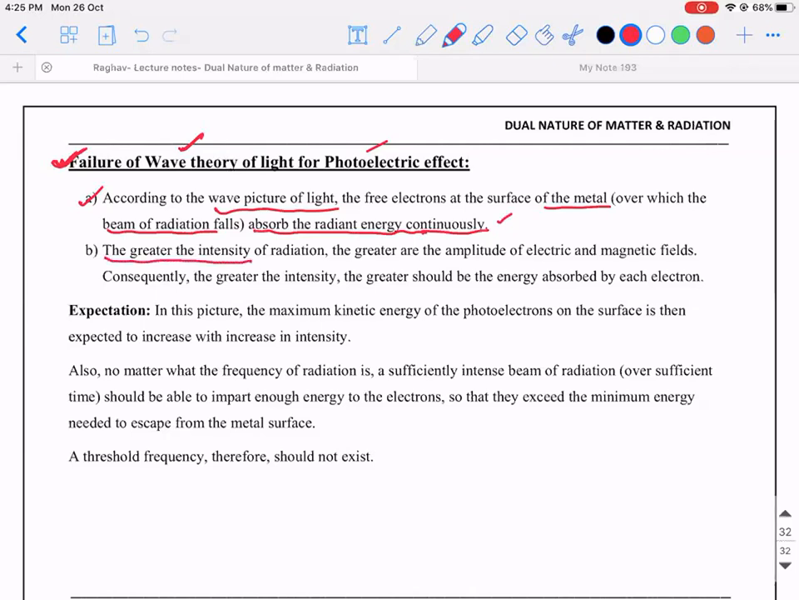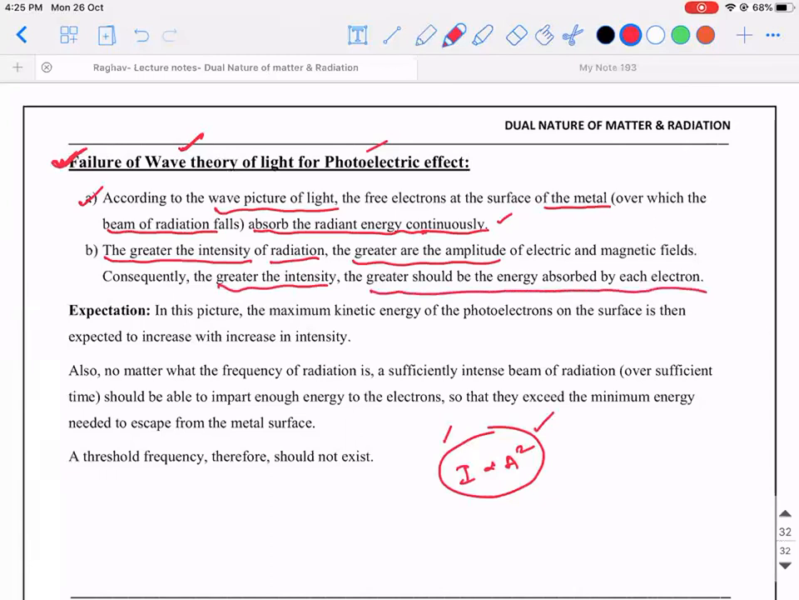according to wave theory, the greater the intensity of radiation, the greater is the amplitude of the electric and magnetic fields. Remember, I told you that intensity is directly proportional to amplitude square. This is what we used in wave theory, if you remember. So the greater the intensity, the greater will be the amplitude of the electric and the magnetic fields. Consequently, greater the intensity, greater should be the energy absorbed by each electron. So if greater energy is absorbed by each electron, then what should have happened to the kinetic energy of each electron? So try to connect the dots.